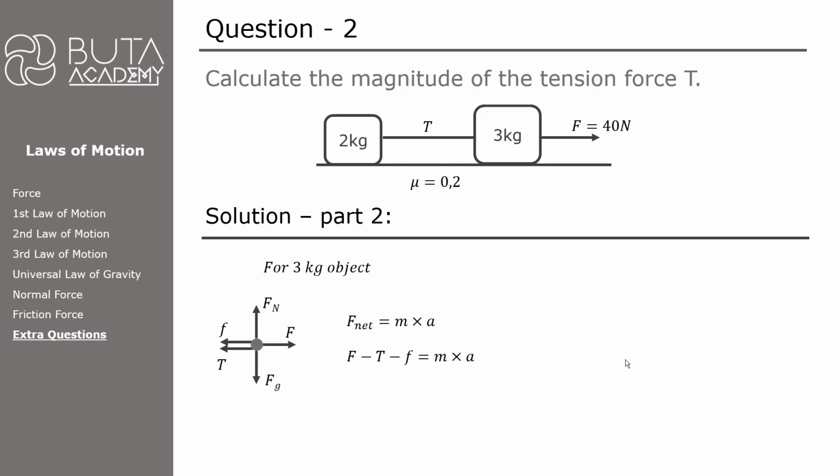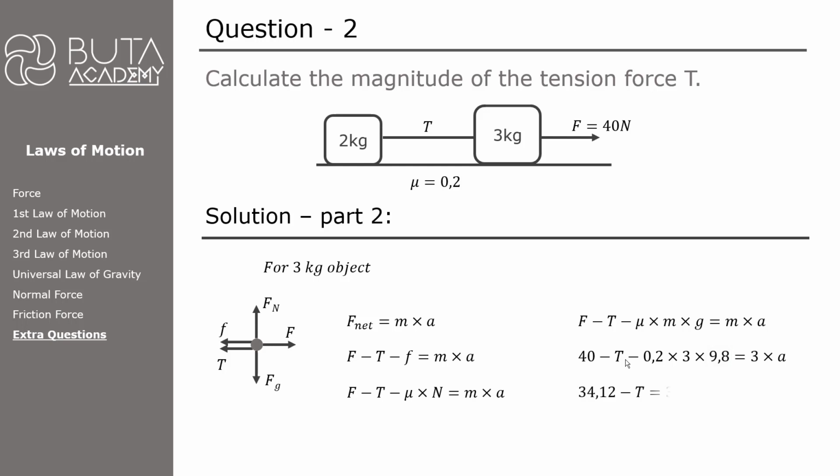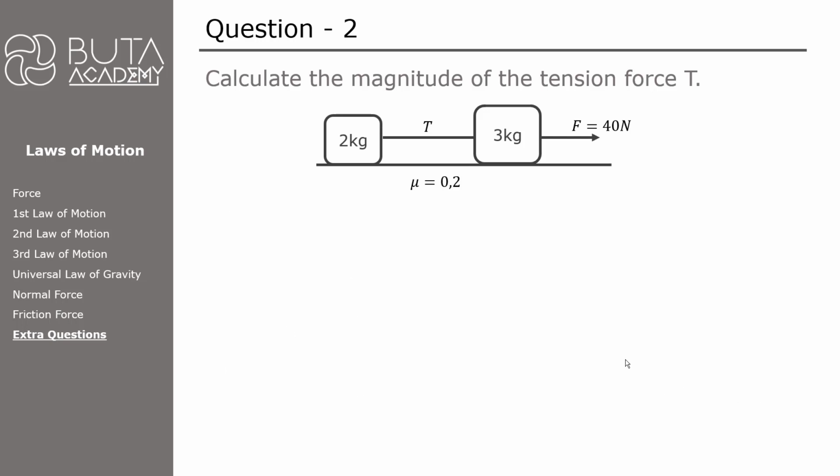Friction force is equal to the product of the coefficient of friction and the normal force, which is equal to m times g, mass times gravitational acceleration. Applied force is 40 newtons. The coefficient of friction is 0.2. The mass of the object is 3 kilograms. Gravitational acceleration is 9.8 meters per second squared. As a second equation, we get 34.12 minus tension force is equal to 3 times a.